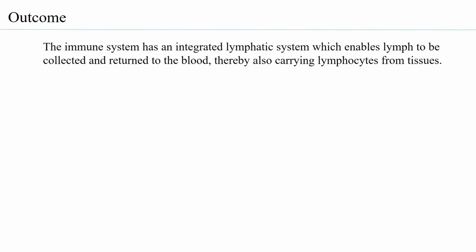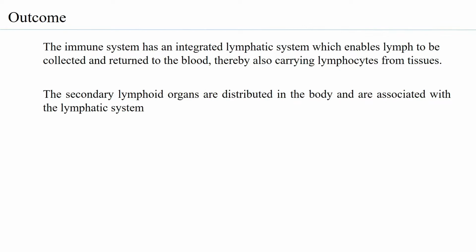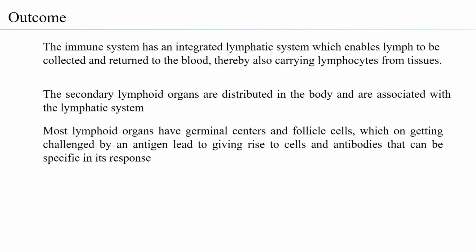The immune system has an integrated lymphatic system which enables lymph to be collected and returned to the blood, thereby also carrying lymphocytes from tissues. So basically, the lymphatic system is able to carry a lot of lymphocytes from one place to another place. The secondary lymphoid organs are distributed in the body and are associated with the lymphatic system.